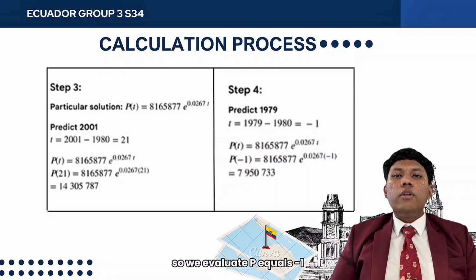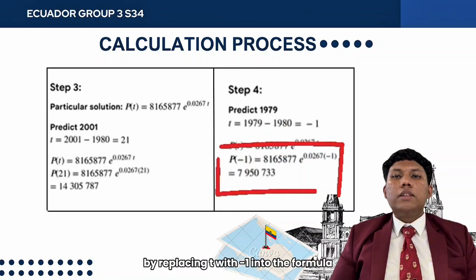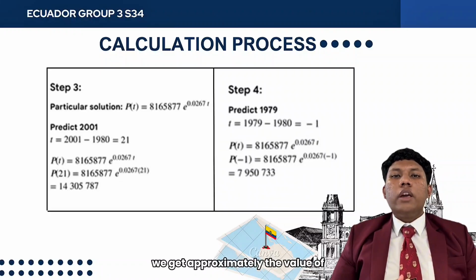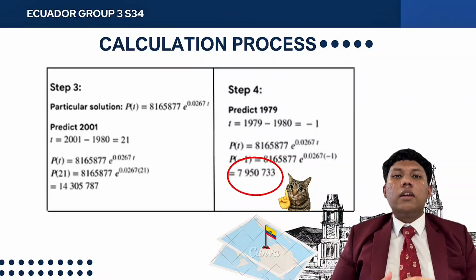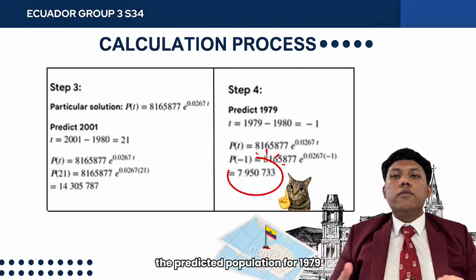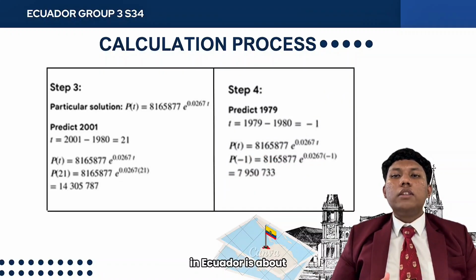So, we evaluate P(-1) by replacing t with -1 in the formula. After calculating, we get approximately 7,950,733. This means the predicted population for 1979 in Ecuador is about 7.95 million people.